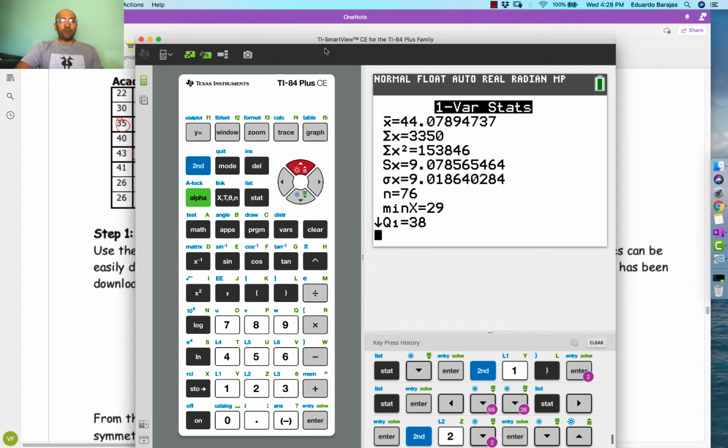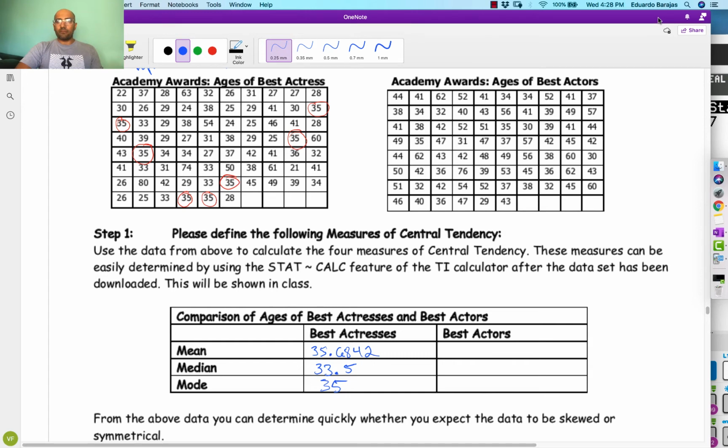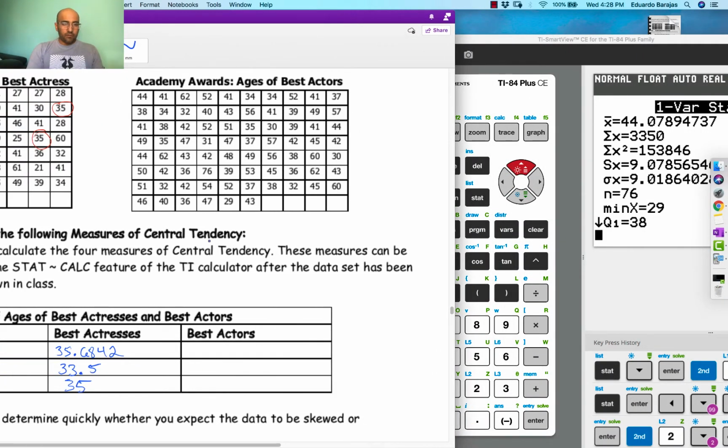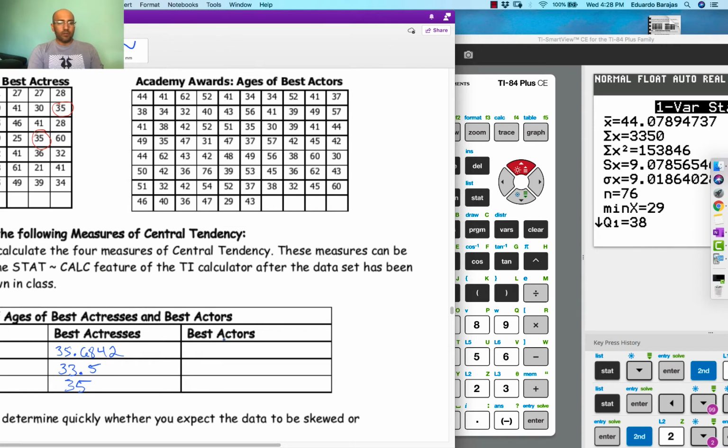Okay, so let's write down those 2 values. So the mean is 44.0789, and the median was 42.